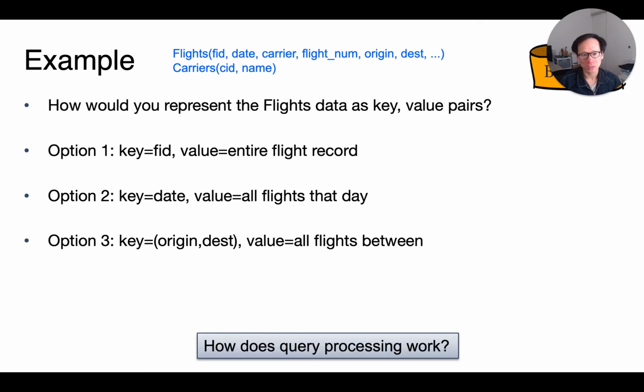For instance, if we want to look up all flights that go from Oakland to New York, how would we do it if data is stored under option 1, say compared to option 3? Which one will be more efficient?